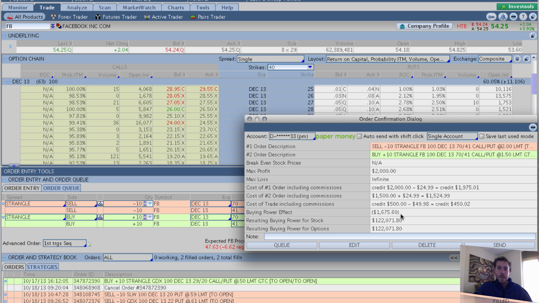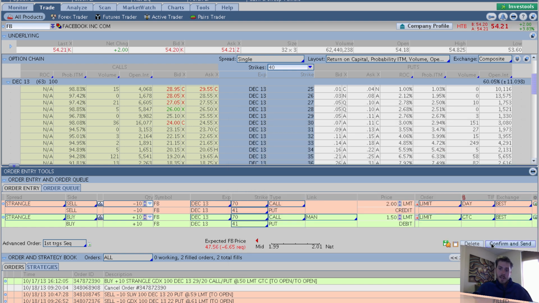Keep in mind that this paper money account that I'm looking at, and I'm showing you this example in paper money because I don't want to blast out my account balances all over the internet. So this is just an educational tutorial. It's going to have a buying power effect of $16.75. That will be higher if you don't have a portfolio margin account, because portfolio margin allows you to offset positions more, do more with your capital, essentially. In order to have portfolio margin, you have to have $125,000 in your account and apply for portfolio margin. So this gives you the whole rundown. You would just hit send.